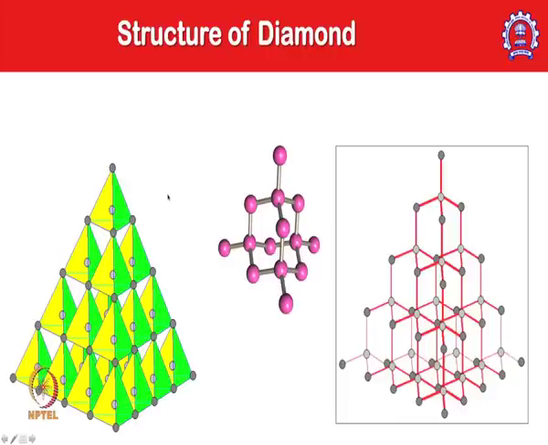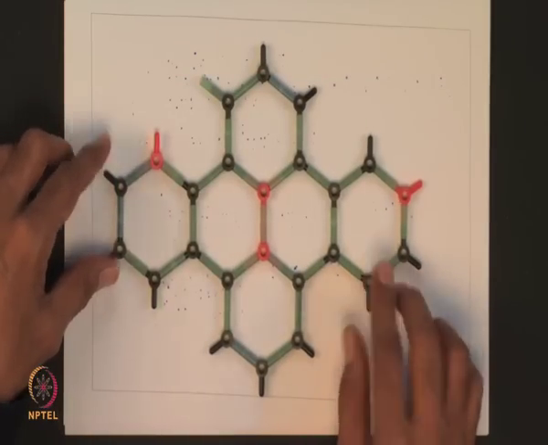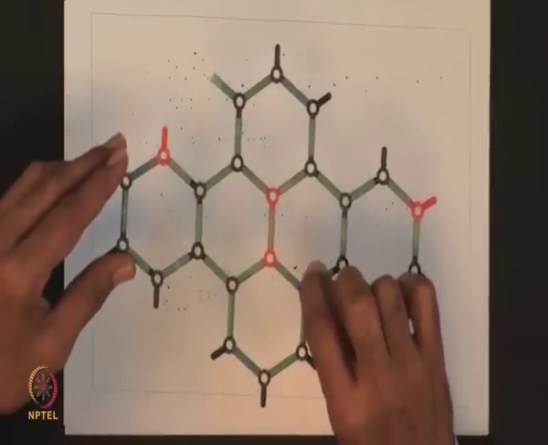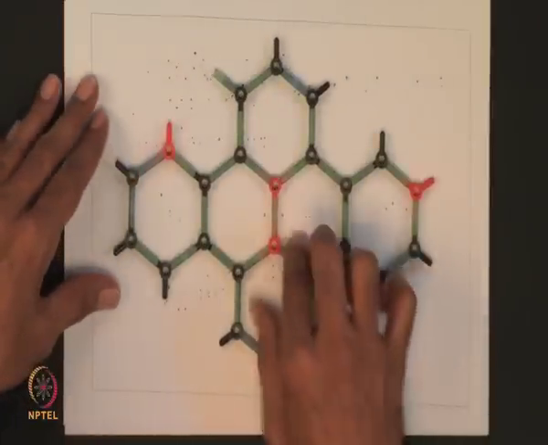This is the structure of diamond, and as I said, graphite you can visualize here, it appears like fused benzene rings. These layers are there. Another layer comes at a distance of about 334 picometer.